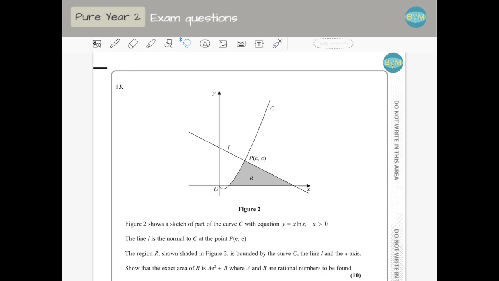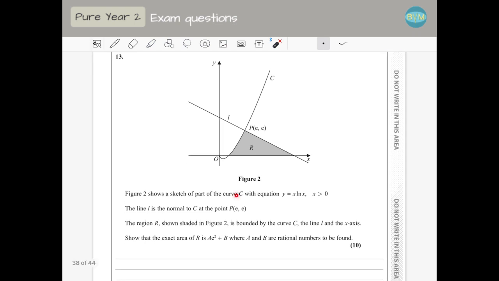Hello, this is question 13 on your June 2018 paper 2 from Edexcel. It's an integration question, it's not very long, but it's 10 marks. The figure shows a sketch of part of the curve C with this equation, y is x ln x, when x is positive. The line L is normal to C at the point P, which is (e, e).